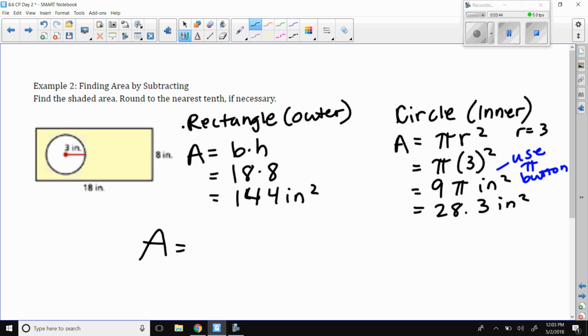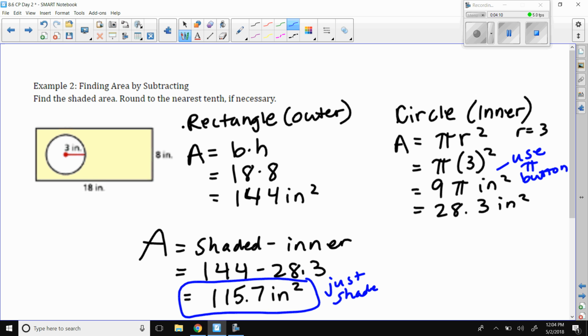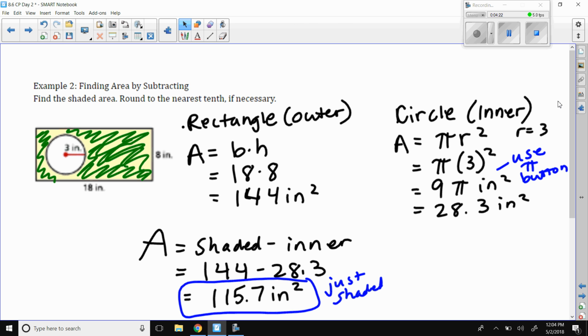Okay, the area is going to be the outer minus the inner, 144 minus 28.3, which gives me 115.7 inches squared. Okay. Again, this is just the shaded part. Okay. Shade this in too. If yours isn't as shaded as mine, you can always make sure you shade so that we know what we're talking about. We want that rectangle, but the circle is taken out. Okay.